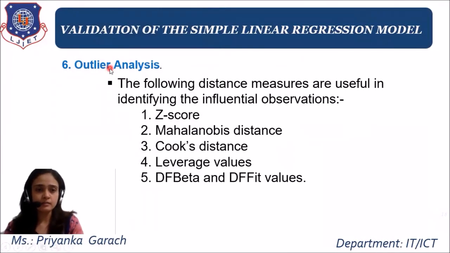For the outlier analysis, we have the following different methods: z-score, Mahalanobis distance, Cook's distance, leverage values, and DFBETA and DFFIT values.